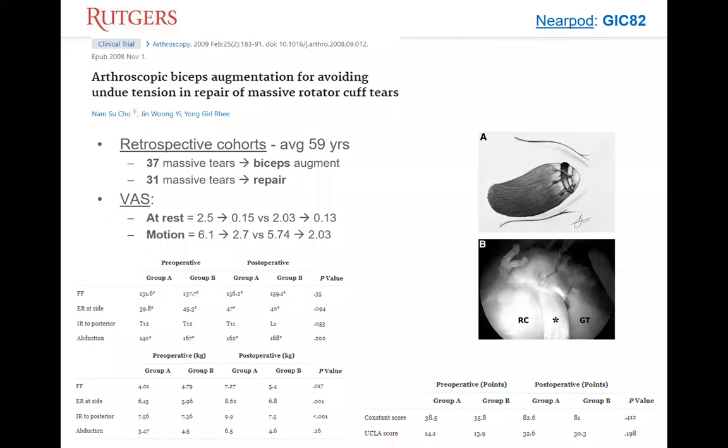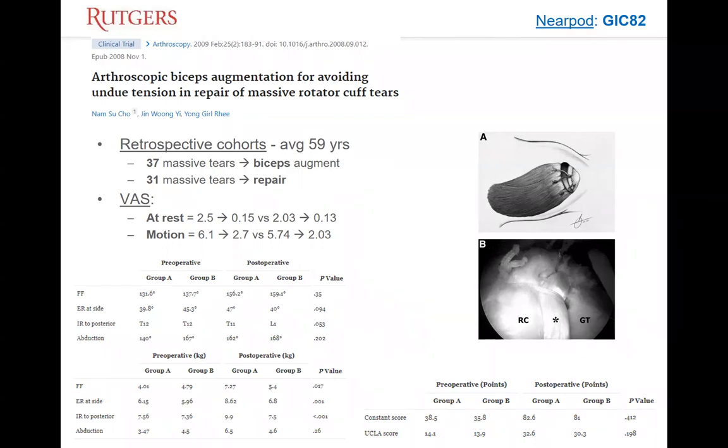A group in South Korea compared their cohort of 37 massive tears that were augmented with long head biceps to 31 similar massive tears that were repaired completely with maximal tension. They utilized biceps graft that was tenotomized as close to the glenoid as possible and then incorporated into the repair. Importantly, the 2 groups had similar rates of fatty degradation. All the patients had an MRI at least 6 months after surgery.